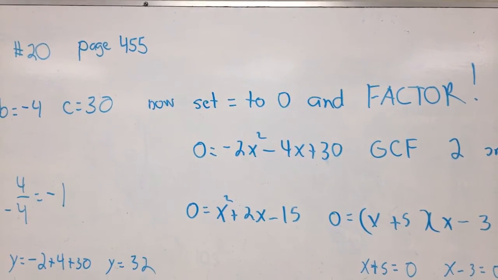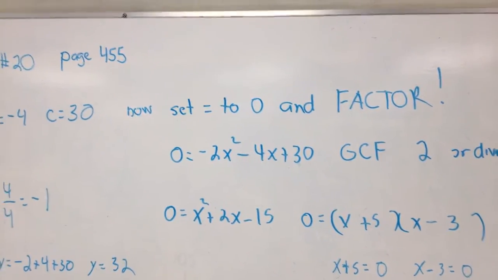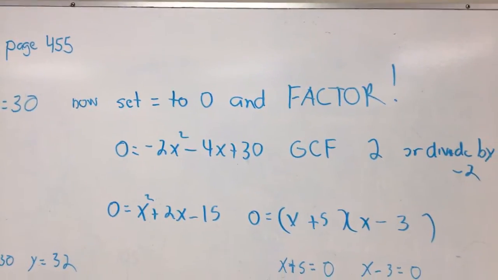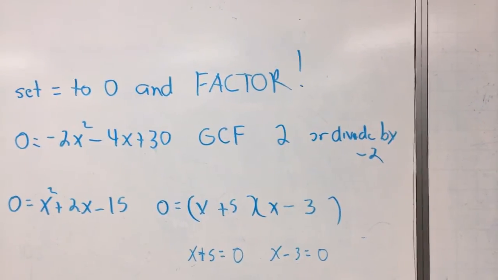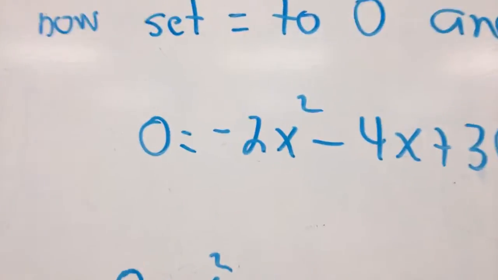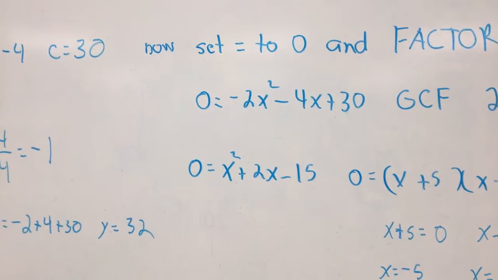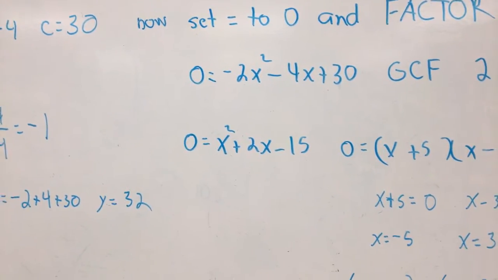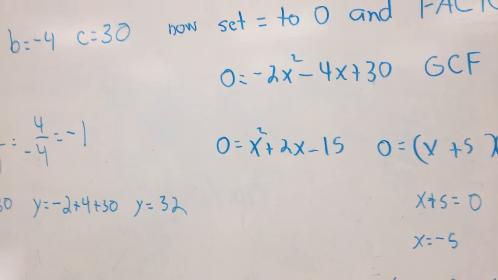Now, I got 0 is equal to negative 2x squared minus 4x plus 30. Is there a greatest common factor? Yes. Remember, always check for a greatest common factor. So I'm going to divide everything by negative 2. Why negative 2? Because that little negative sign right there in front of that squared term really bugs me, all right? So if I divide it by negative 2, I get 0 is now equal to x squared plus 2x minus 15.